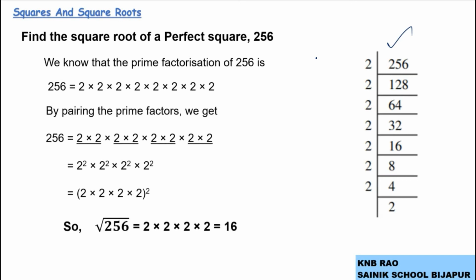and this becomes square root of 256 as 2 into 2 into 2 into 2. For each pair, one 2 comes. So 2 multiplied by itself 4 times gives 16, which is the square root of 256. So students, I hope you have got clarity in finding prime factorization, as well as using that prime factorization in finding square root of a number.